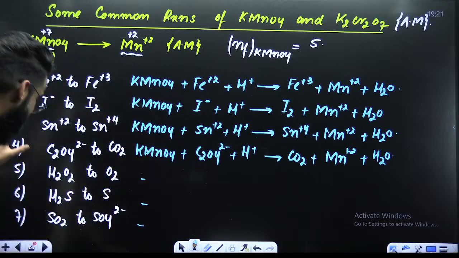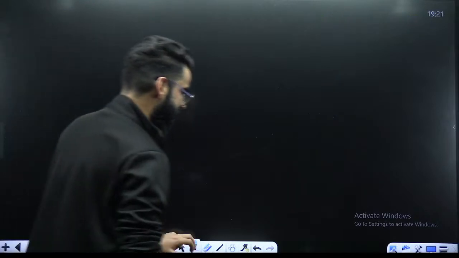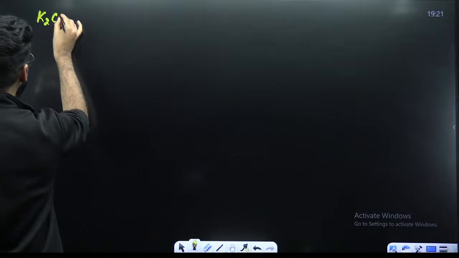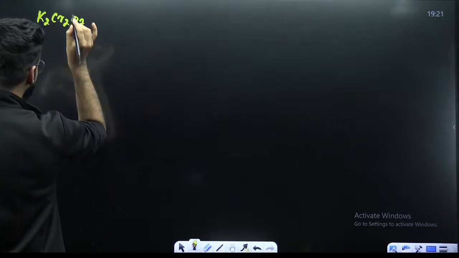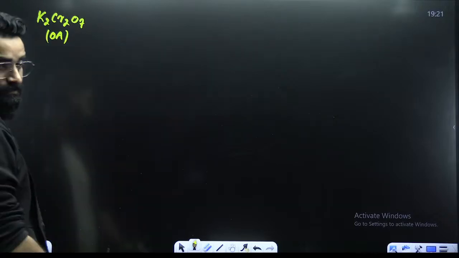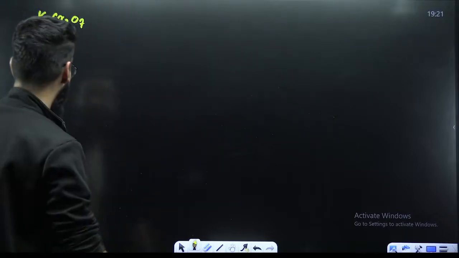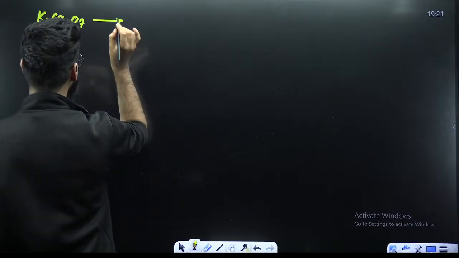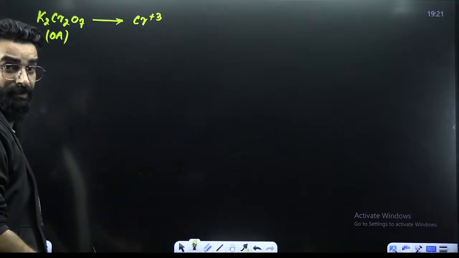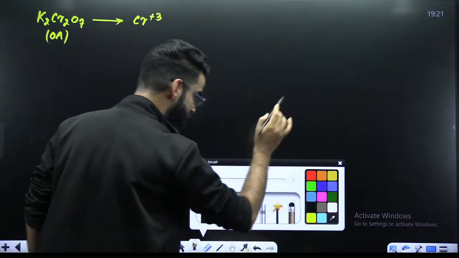My dear students, similar reactions are shown by K2Cr2O7 as well. K2Cr2O7 is again a strong oxidizing agent, and in acidic medium it gets converted into Cr tri positive.